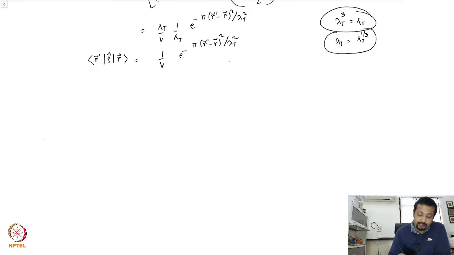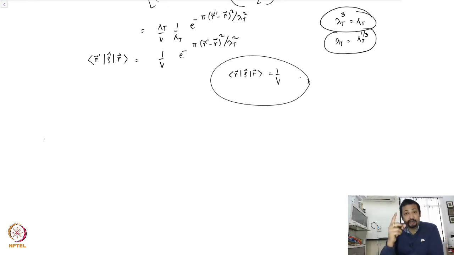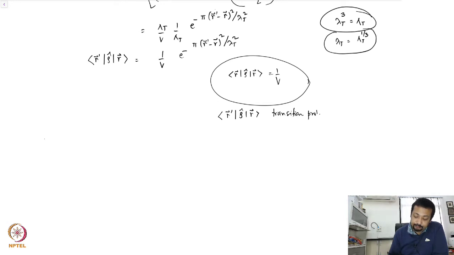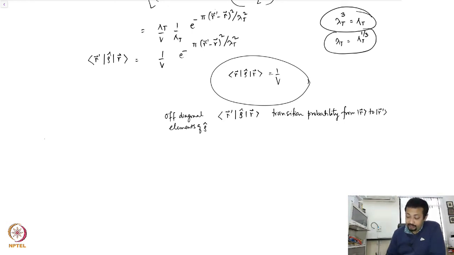Now, if you look at it carefully, then you see that the diagonal elements, which is r rho hat r, is equal to 1 by v. So one particle in a volume v, and this quantity is nothing but the classical density. The off diagonal elements denote the transition probability from R to R prime, and these are your off diagonal elements of rho hat in the coordinate representation.